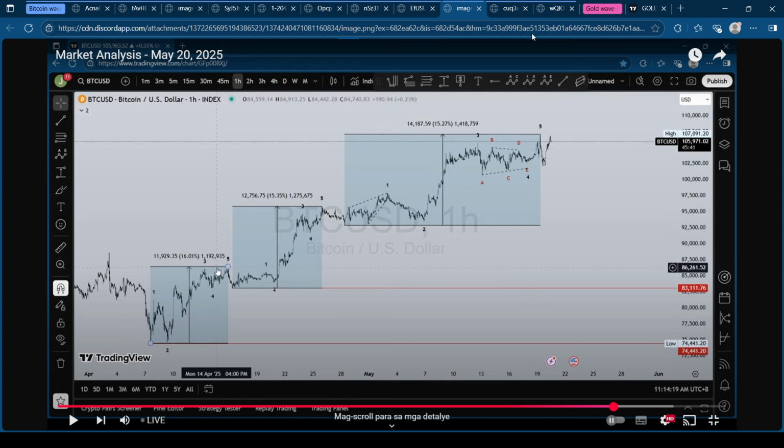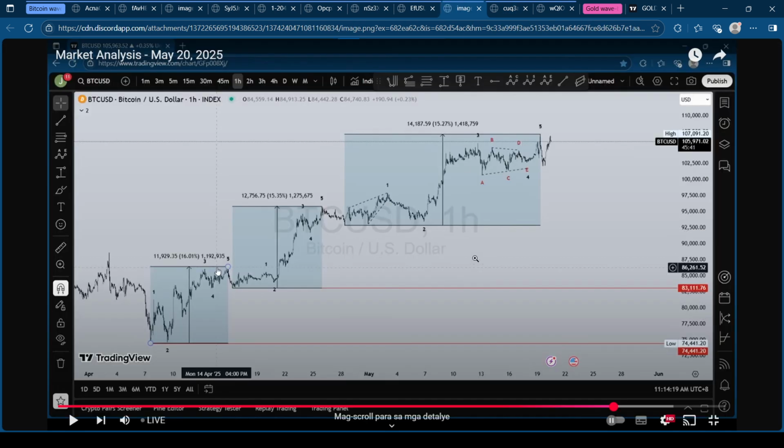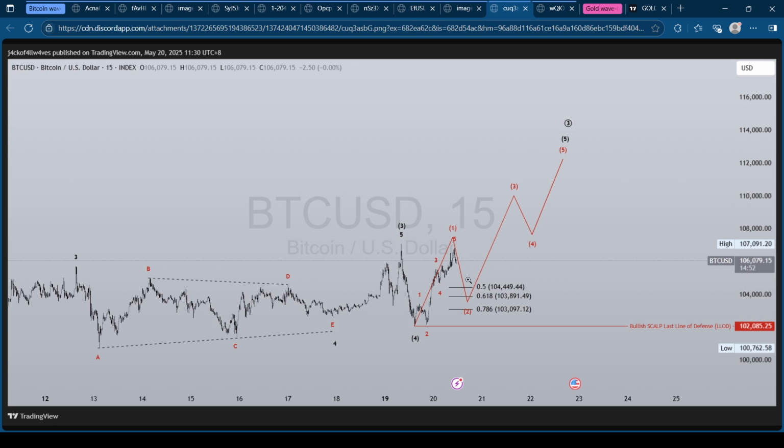And that's the time that I decided to do a live and explain why my bias will change from a correction after the 5 waves into a continuation of the uptrend, simply because of cardinal rule number 1: wave 3 should not be the shortest. From here, I projected that it will create a wave 2, and it will continue to go up.